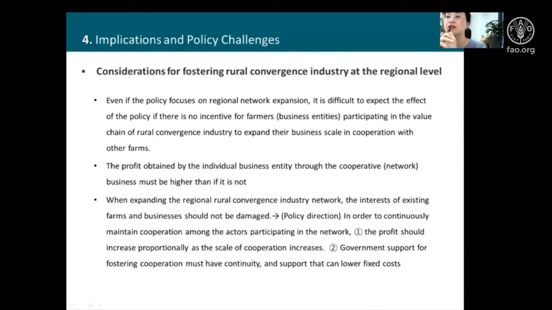If there are no incentives for business entities participating in a value chain to cooperate with other business entities to expand their businesses, it will be difficult to expect the effectiveness of policy. In other words, this means that individual business entities should be profitable economically.